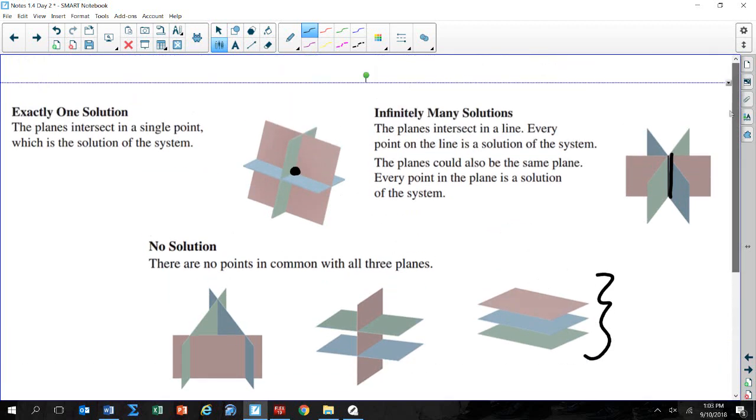Today, our focus is just on this one right here, getting exactly one solution. Okay, so we're not going to focus on infinitely many or no solution today. We're just going to be working with systems that give you one solution.